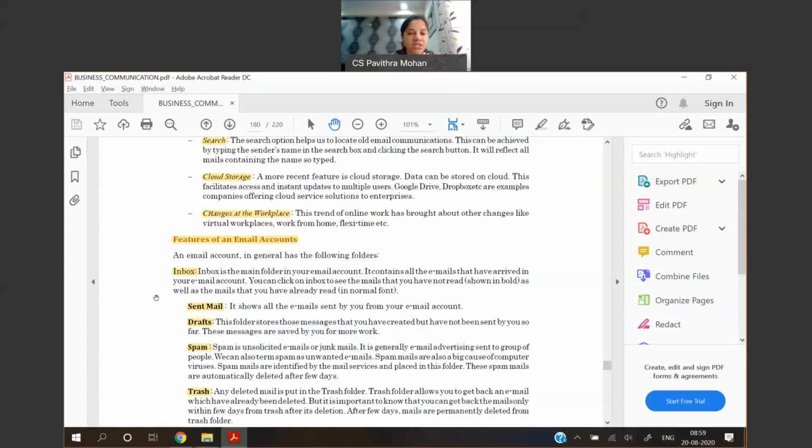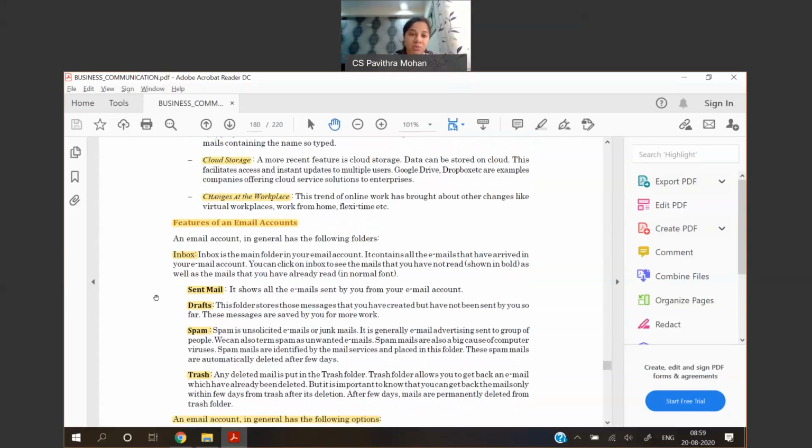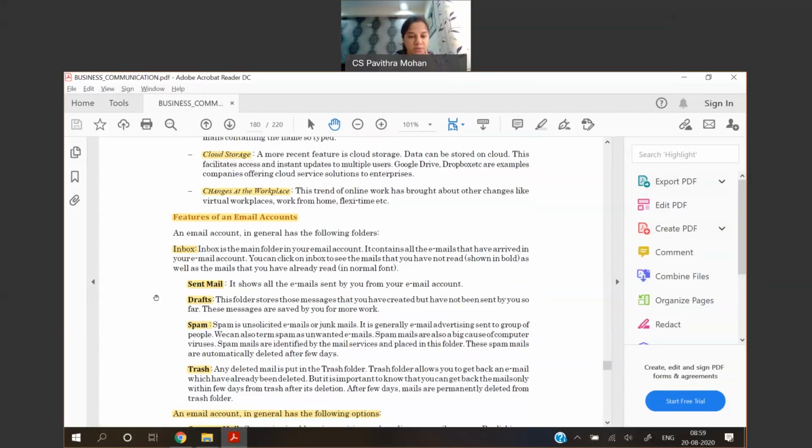Okay, and change at the workplace. It's easier for us to get any changes in the workplace, and it helps the virtual workplace work efficiently. Like today, we have work from home and all these things, or flexi working time, anybody can work at any time. This is all possible with the help of emails. So if I want to send information, I can send it to anybody, and I can keep them updated, and they will reply back to me. These things are possible.